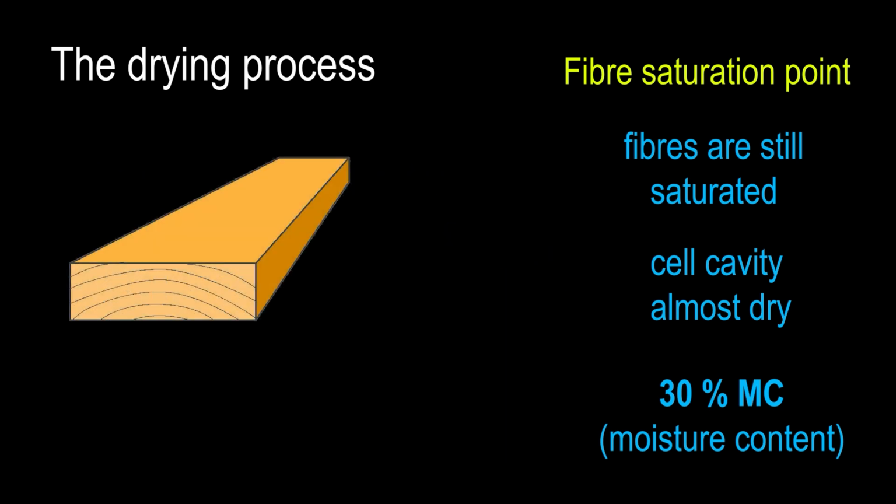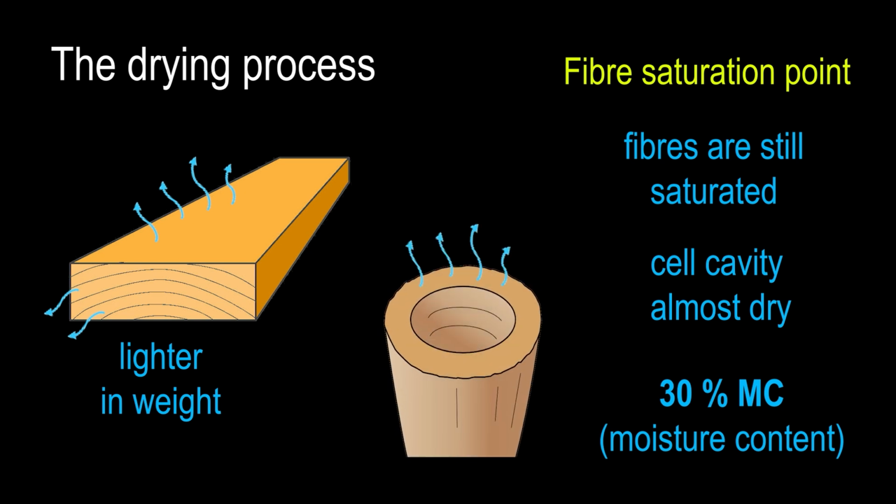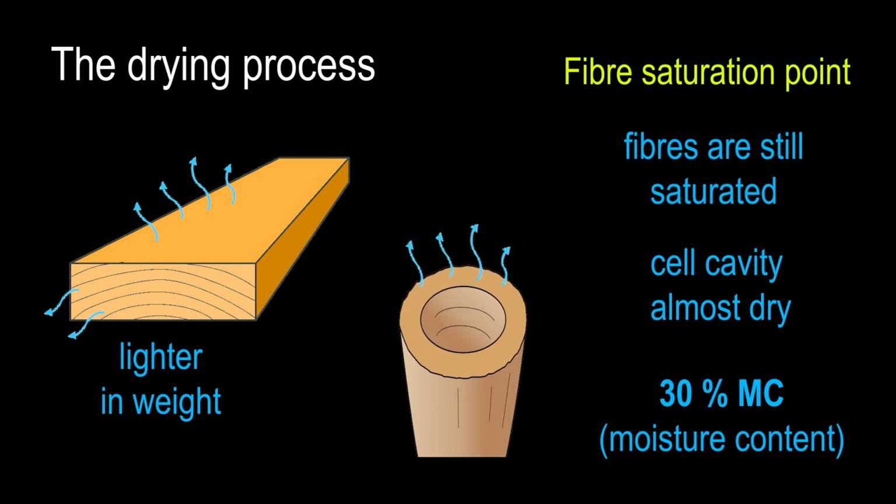Until fiber saturation point is reached, the biggest change in the timber is that it gets progressively lighter as the free moisture is lost. After fiber saturation point, however, the cell walls begin to shrink and get stiffer. This is the process of seasoning.